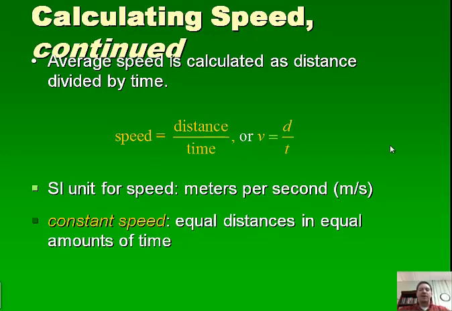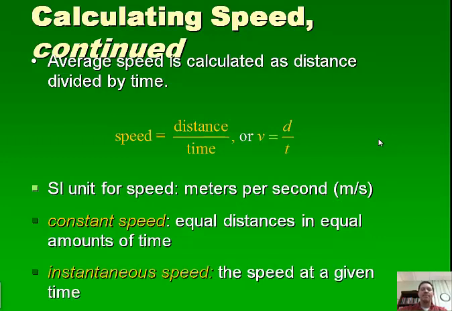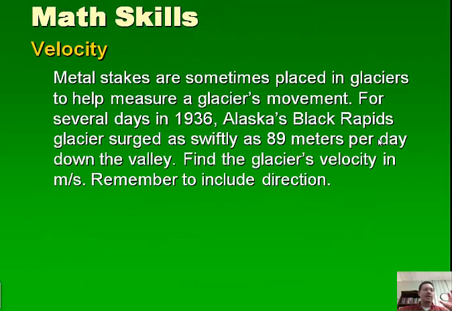Constant speed is defined as equal distances in equal amounts of time, so we don't change our speed over a certain unit of measurement. Instantaneous speed is kind of like our speedometer. If we were to take a picture of it while we're driving down the road, which probably isn't a good idea, that tells us what our instantaneous speed is at any given point. It doesn't take into consideration how fast we were going at the start or how fast we ended up going, just what the speed was at a certain point in time.